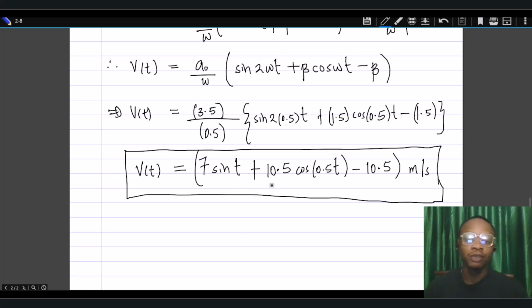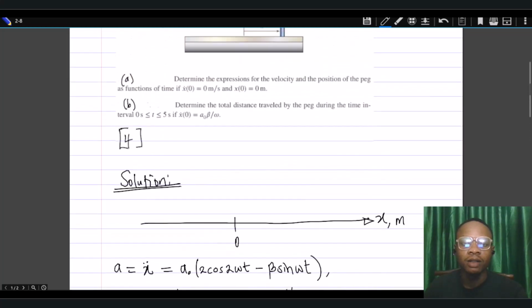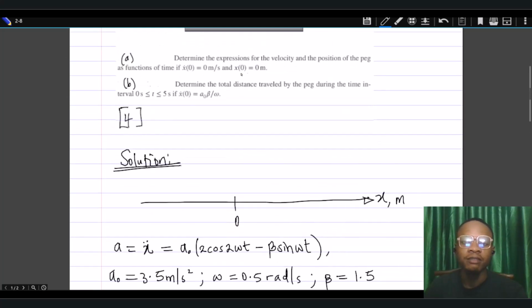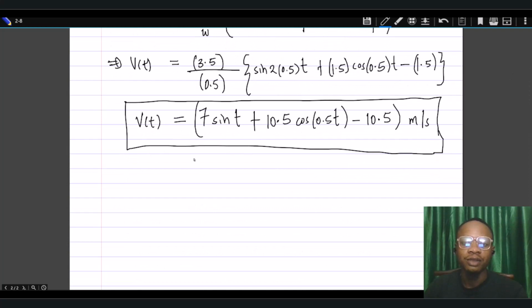We can now go ahead and look at the second part of the problem. The second part says we should get the position of the peg as a function of time, and we are given the initial position to be 0 as well. So let's go ahead and do that. We can use this directly.